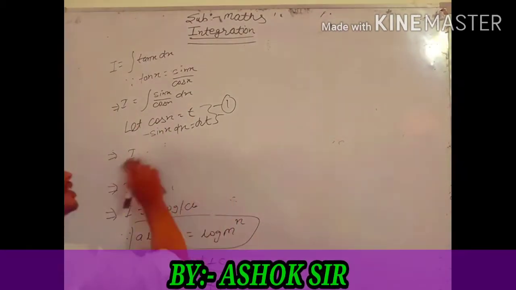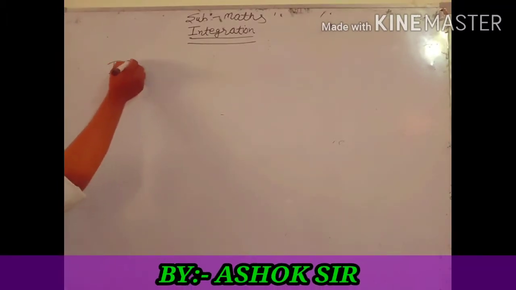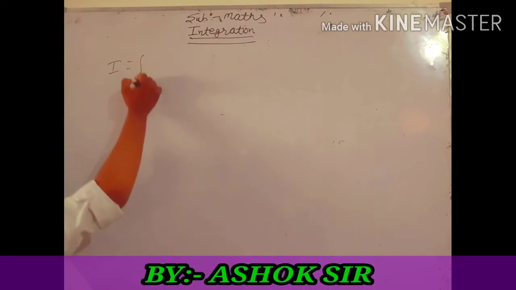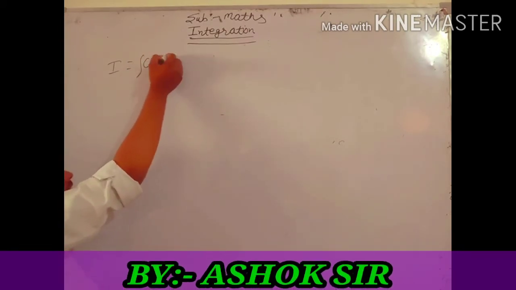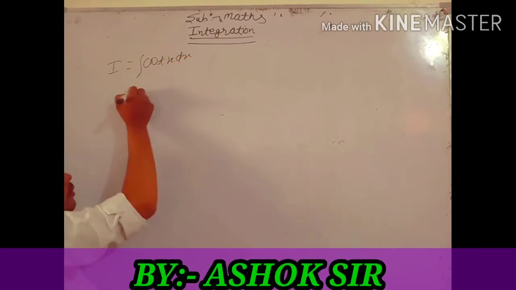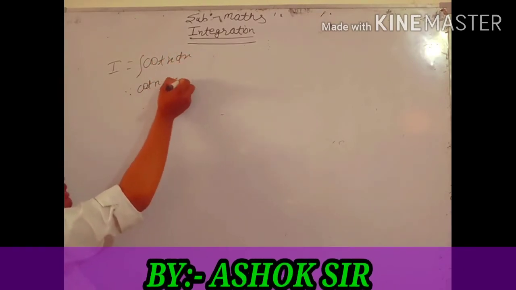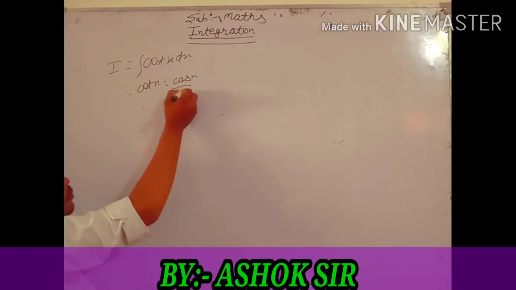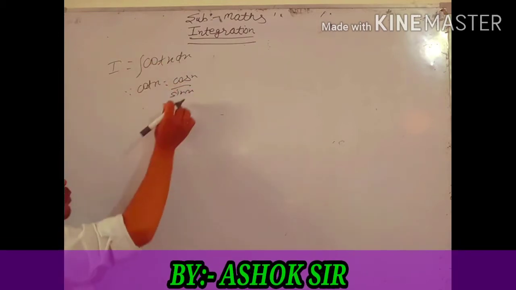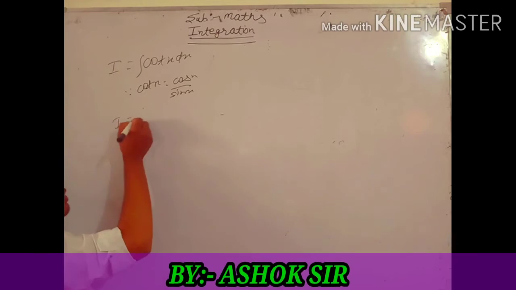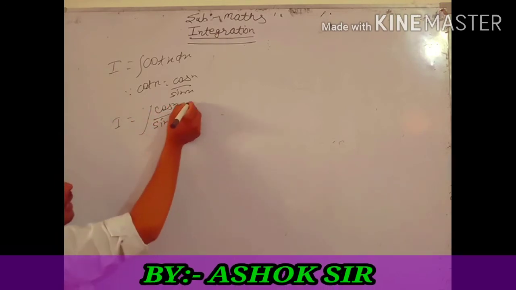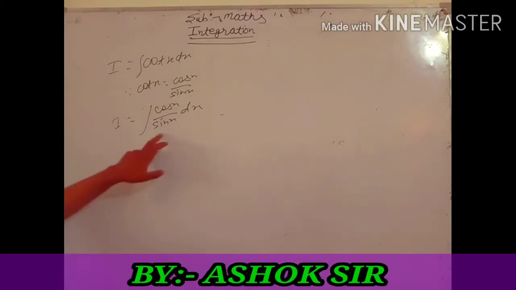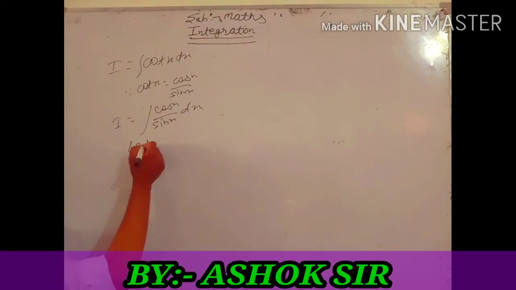Now we take out the integration of cotx. First of all, we do the same as we did to take out the integration of tan x. We know that cotx is equal to cos x upon sin x. We put the value of cotx in the above equation. So I is equal to integration of cos x upon sin x dx. We consider sin x is equal to t.